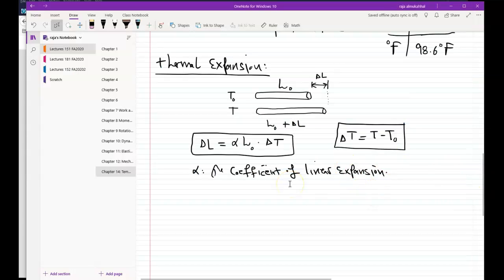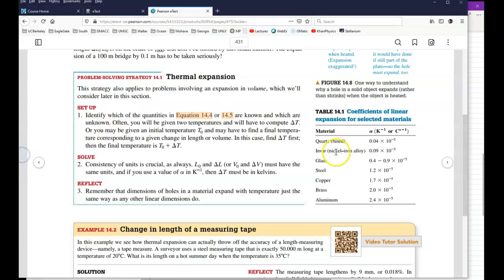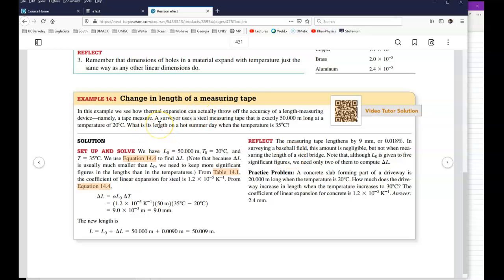So just a number that you look up. Let me give an example, and the example is actually from the book. It's the one below the table, this one here. It says here, let's start from here. It says a surveyor uses a steel measuring tape that is exactly 50 meters.